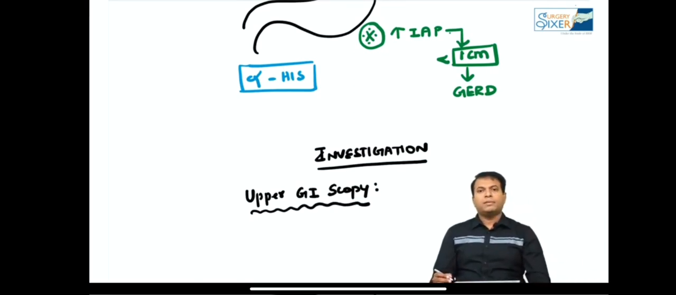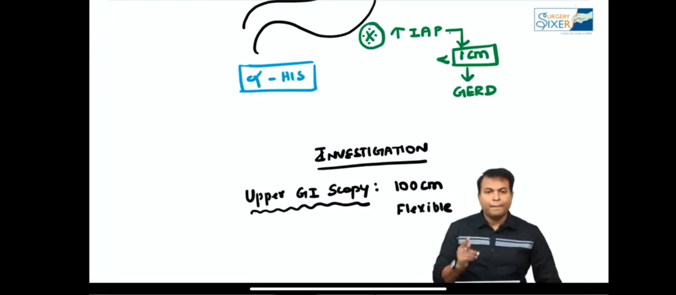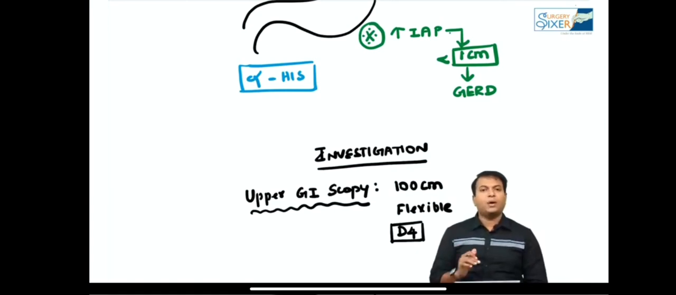This is done by spraying local anesthesia into the throat, and the patient is not sedated. Most patients will be awake. You ask them to swallow the endoscope, and the length of the endoscopy tube is 100 centimeters. Nowadays we use a flexible endoscopy tube. It can pass up to D4, the fourth part of the duodenum.